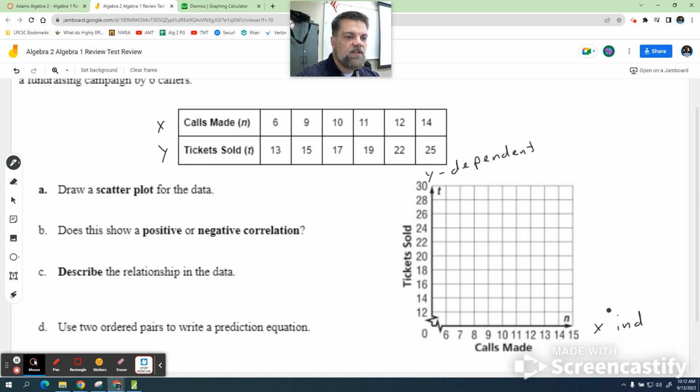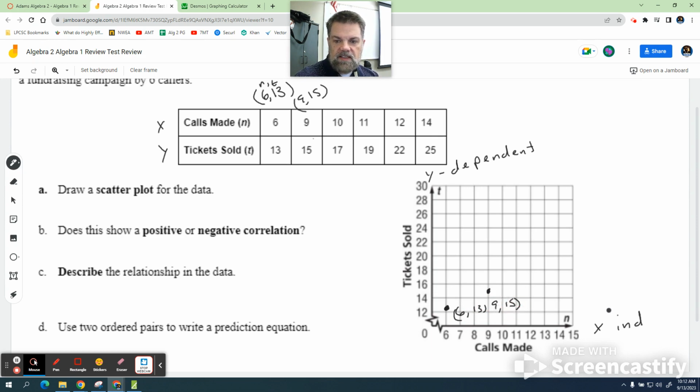So the first thing they want us to do is draw a scatter plot. So what I'm going to do is plot the point 6 comma 13. If you think of it in terms of x comma y, or you could think of it as n comma t. Then the next point would be 9 comma 15. So I'm going to go over to 9 and guess about where 15 is. Probably about right there. So this is 6 comma 13, and this is 9 comma 15.